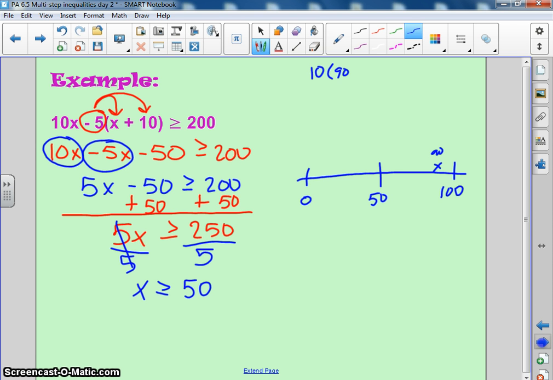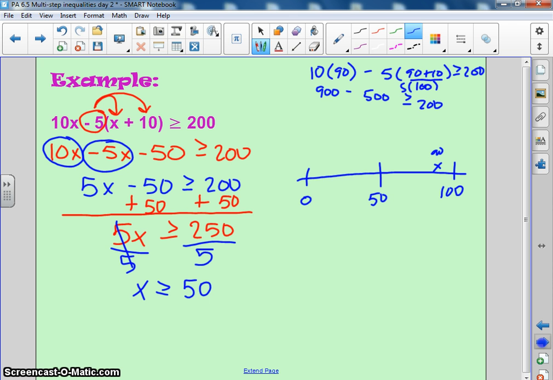Ooh, that's a big number. 100. Minus 5 times 90 plus 10 has to be greater than or equal to 200. So 10 times 90 is 900. Now, I have to do parentheses first here. 90 plus 10 is 100. 100 times 5 is 500. So 900 minus 500 has to be greater than or equal to 200.